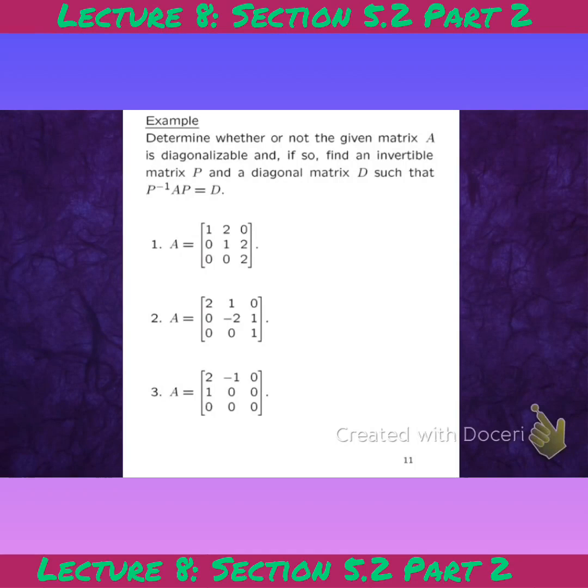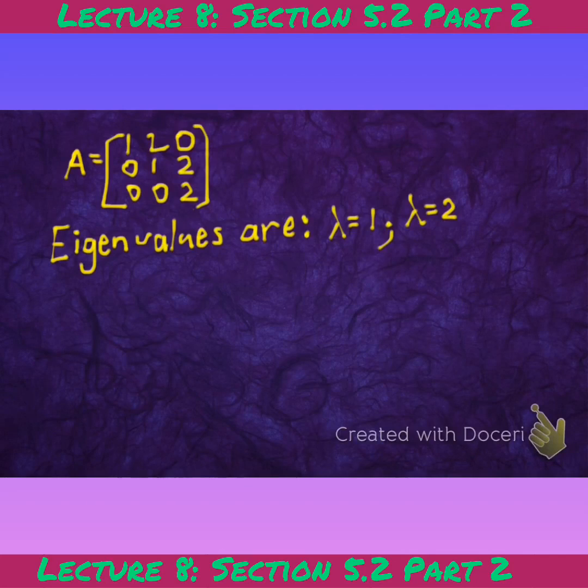Right, so the next example here, they ask us to determine whether or not the given matrix A is diagonalizable, and if it is, we need to find an invertible matrix P that will change the matrix A into a diagonal matrix. Now, on first inspection, the matrix A is an upper triangular matrix, therefore we can easily determine its eigenvalues quickly. So for this matrix, because it's upper triangular, its eigenvalues are 1 and 2 respectively.